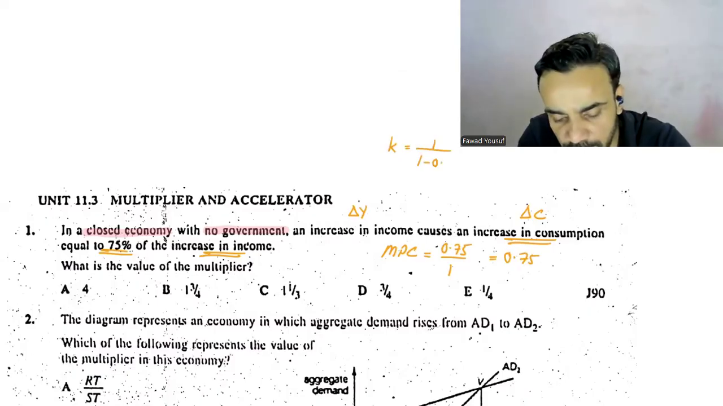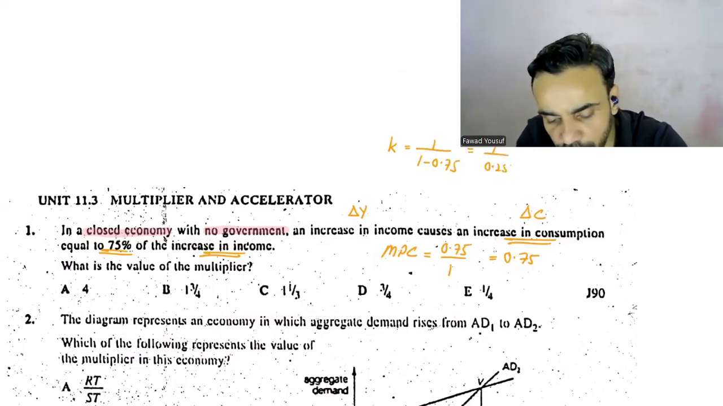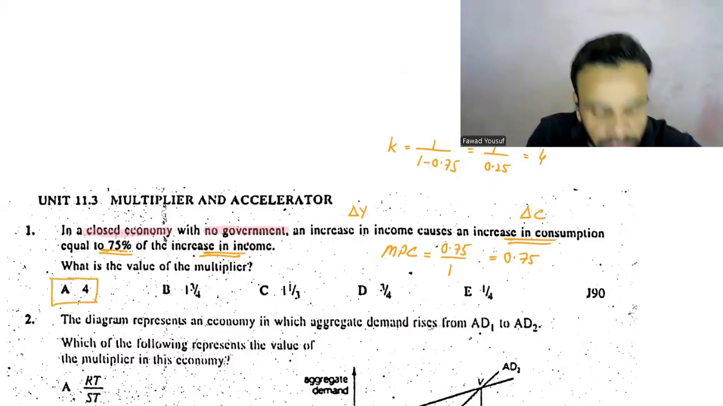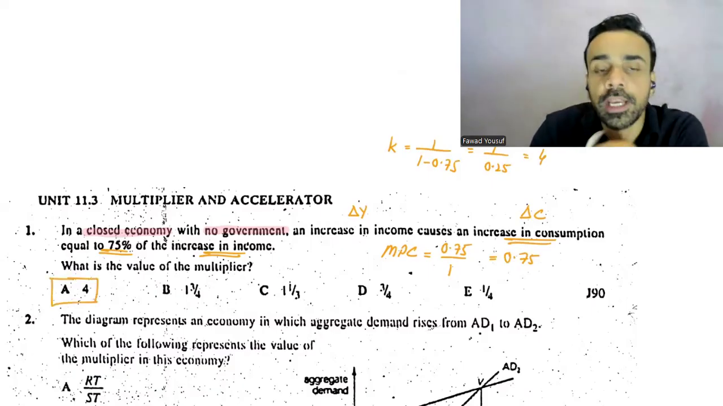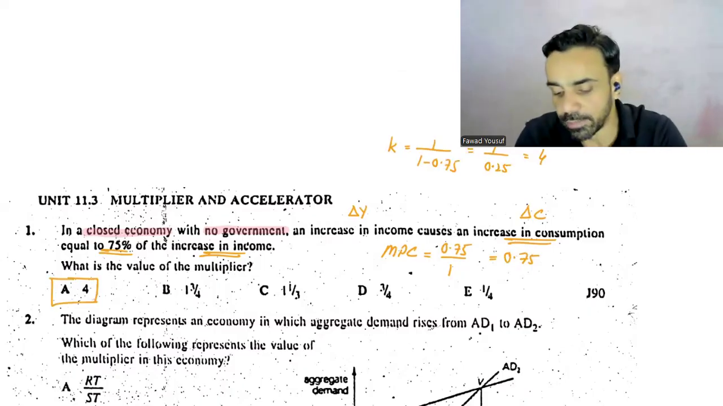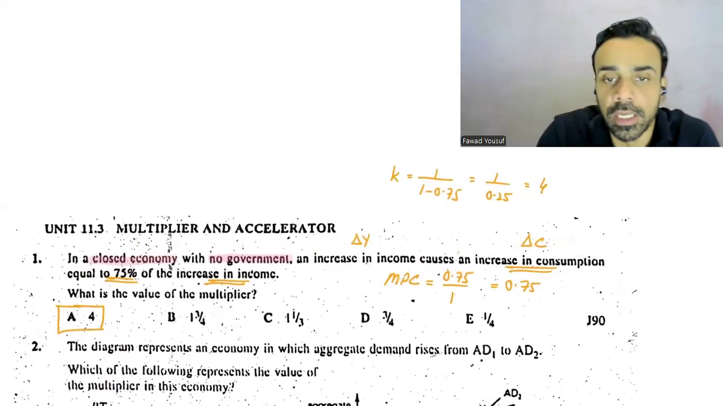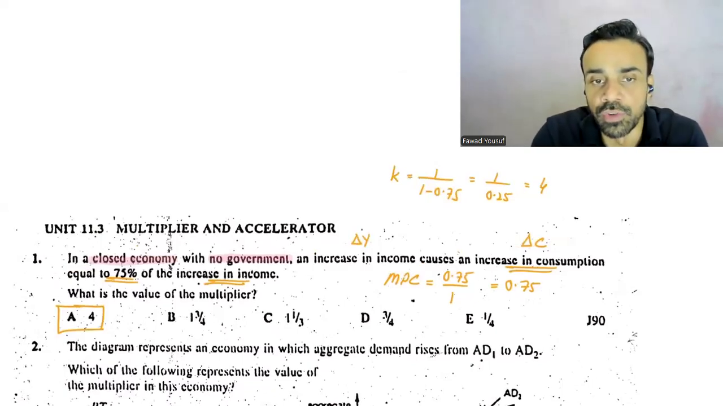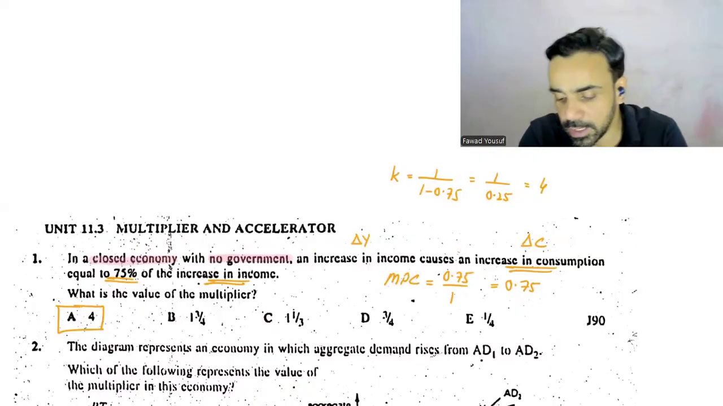1 divided by 1 minus 0.75, which is the same thing as 0.25. That's 4. Our economy's multiplier is 4. Any injection you're going to do is going to create a 4 times ka impact on the national economy. Simple sa question hai, easy 1 mark for the pickings.